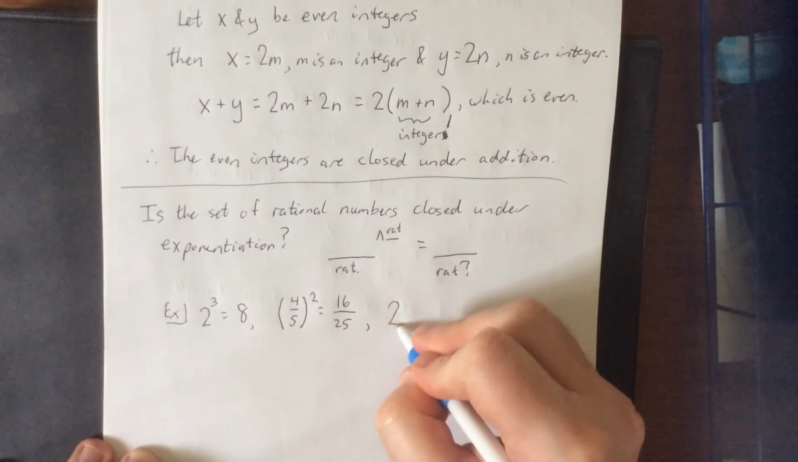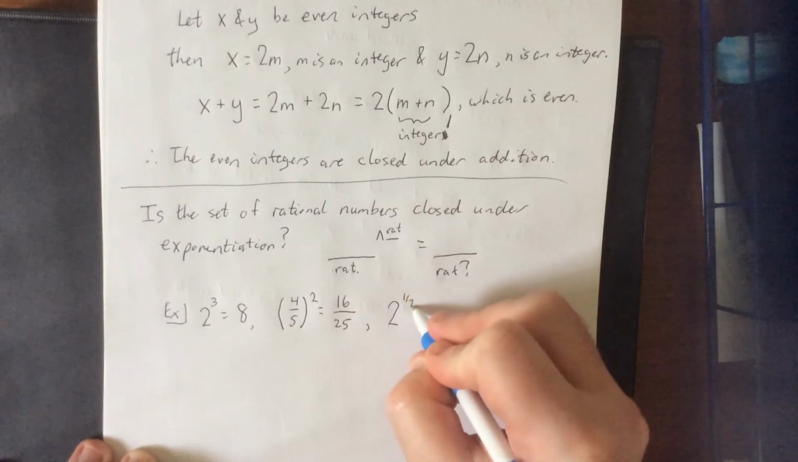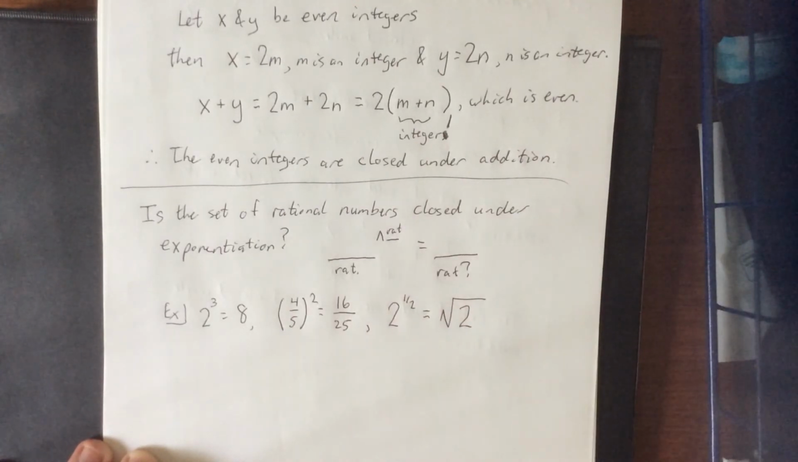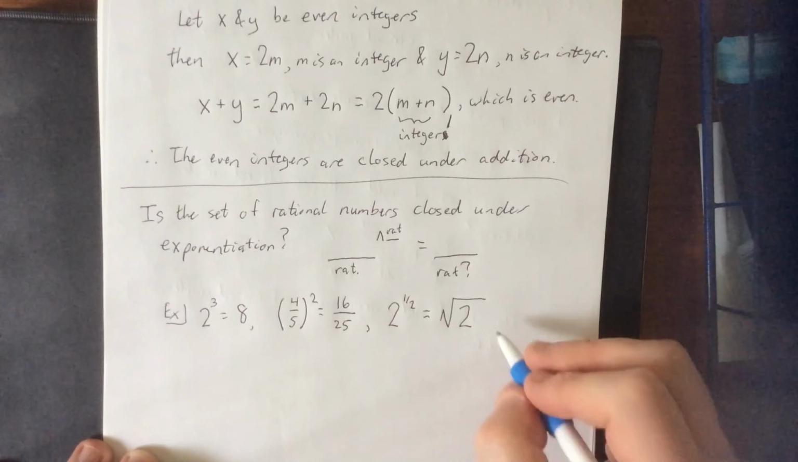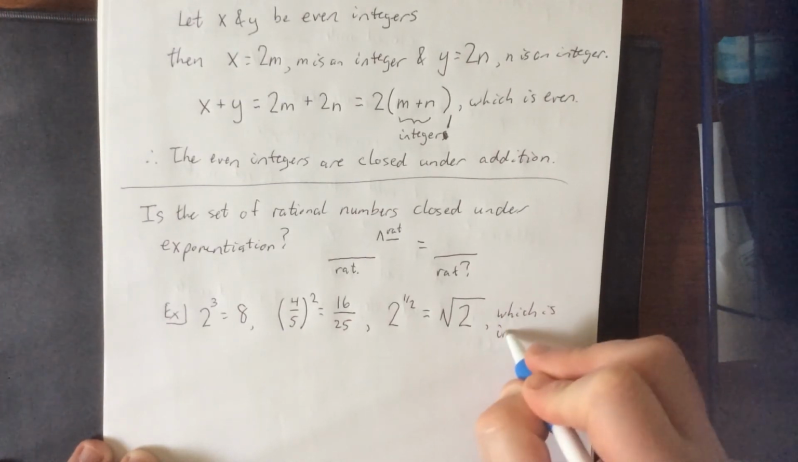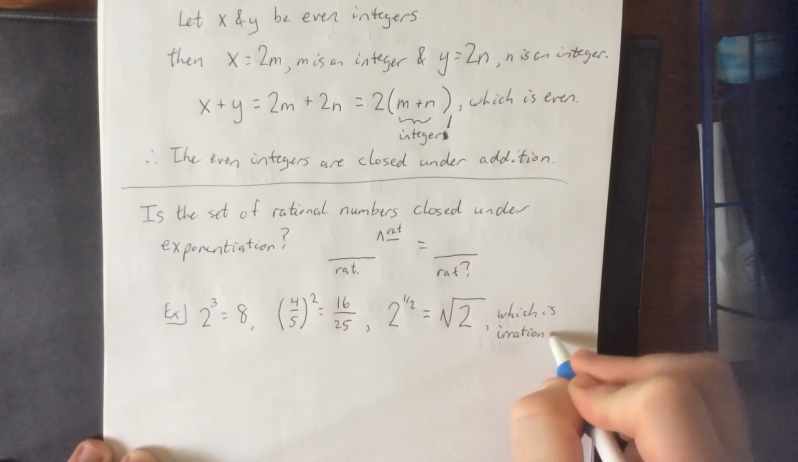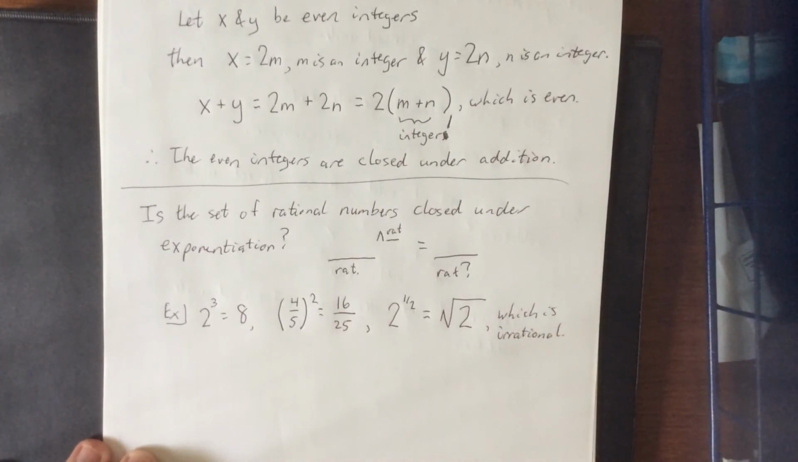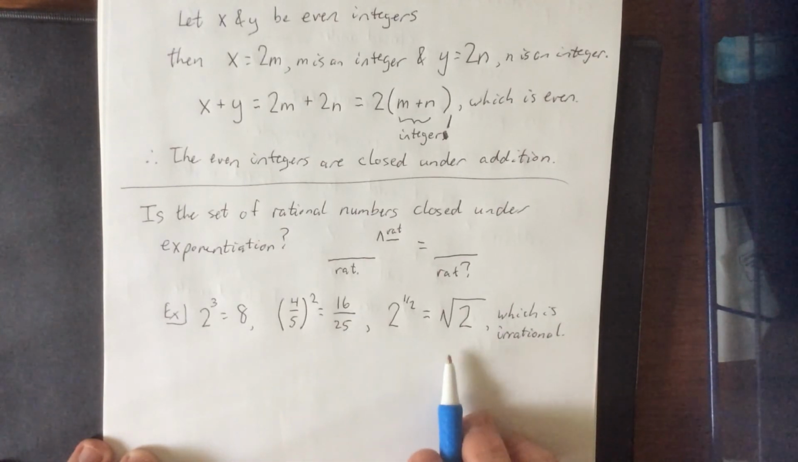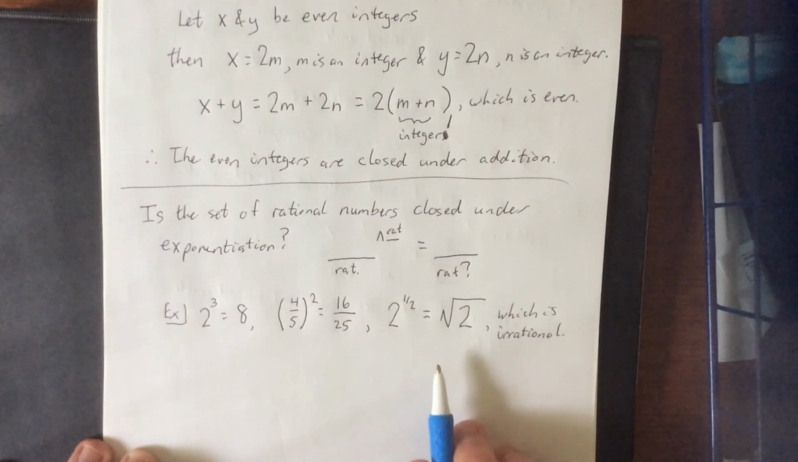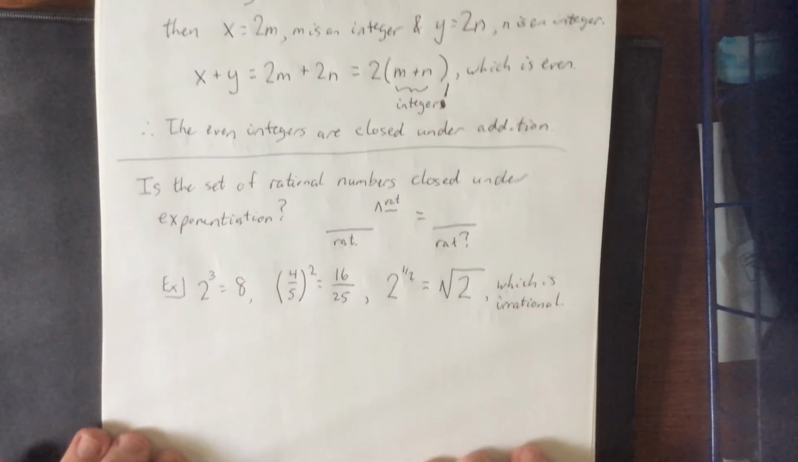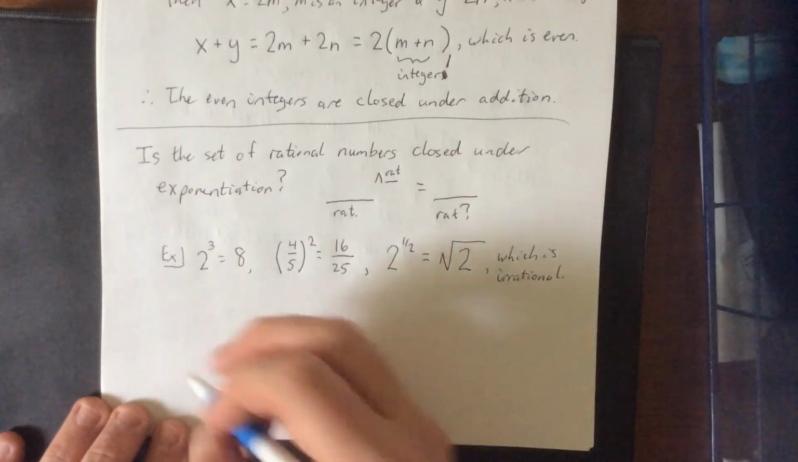Well, 2 is a rational number. 1/2 is a rational number as well. However, 2 raised to the 1/2 power is the square root of 2, which is irrational. It does not matter how many times you demonstrate that something is true. It only takes one counterexample to disprove what we call this universal statement. A universal statement is something that is always true.